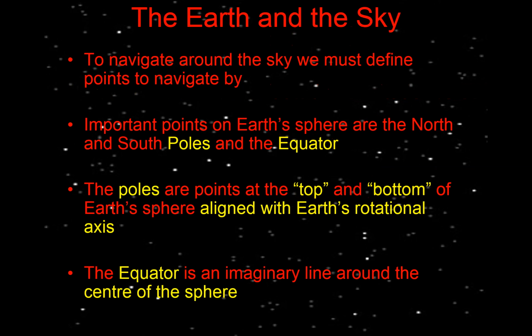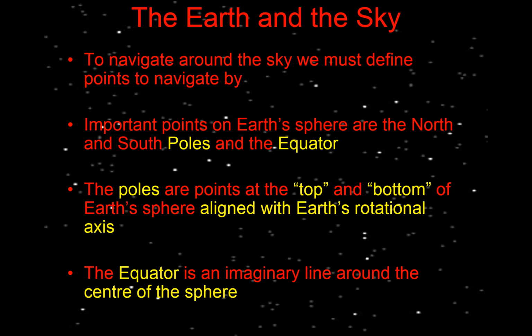So, in order to navigate around the sky, we have to define fixed points. We have to know what point we're starting to count to define our coordinates. There's a number of important points on the Earth's sphere. You should know some of these already, but the north and south poles at the top and bottom of our planet, and the equator, a line running around essentially the waist of the planet, the center of the sphere.